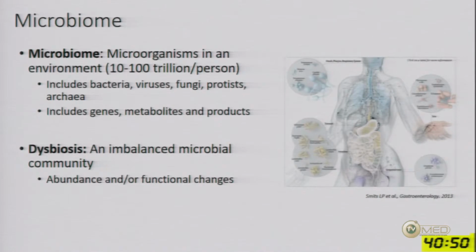Just to take a step back, I've been using the word microbiome, but to make sure we're on the same page, it is microorganisms in an environment. There are 10 to 100 trillion microorganisms per person. I always like to give you the fun fact that an adult has 5 to 10 pounds of bacteria, which is about 3 to 4 kilograms. A lot. You have more bacterial cells than human cells in your body.